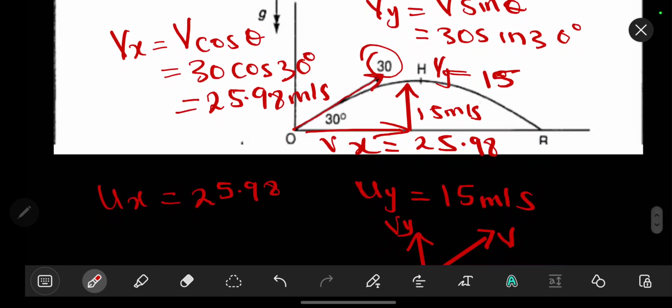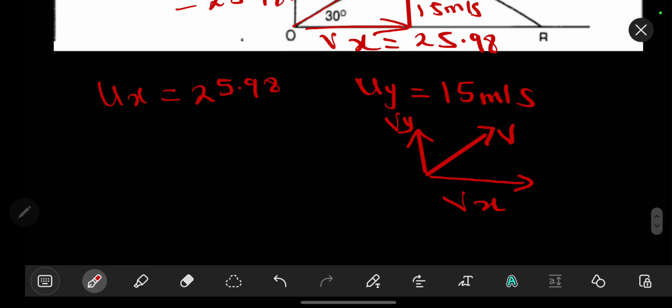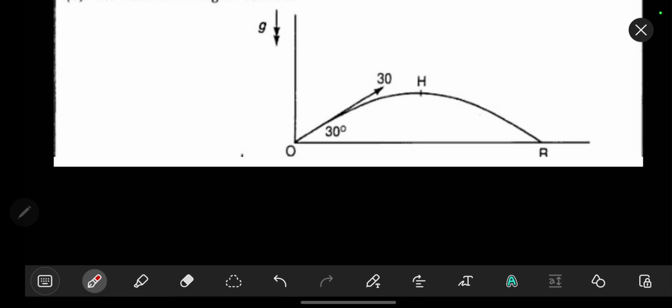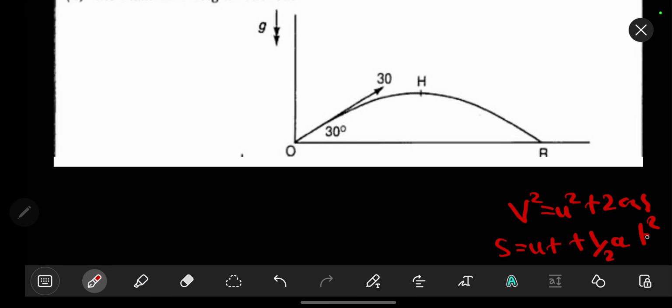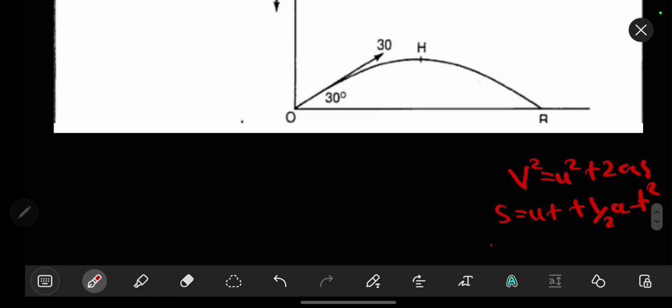To find the flight time, you can do it in two ways. You can just use the normal equations. This is where many fail projectile motion. Which formula are you going to use? You can use v squared is equal to u squared plus 2as. It is still okay. You can use s equals ut plus half at squared. Then you can also use the equation v equals u plus at.